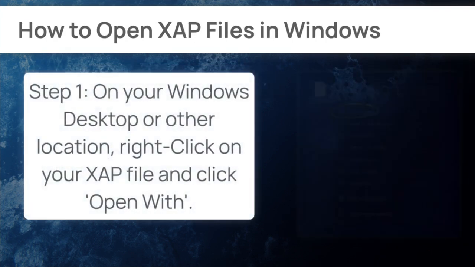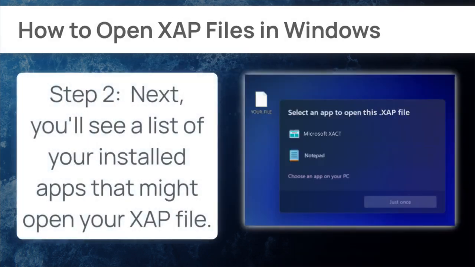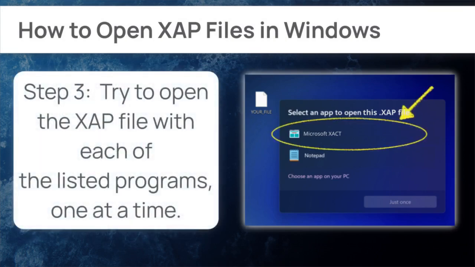We're checking for file signature recognition. Right-click your XAP file and click Open With. If Microsoft XACT is an option, try it. If it fails, select another program. We need to find the correct application hook.